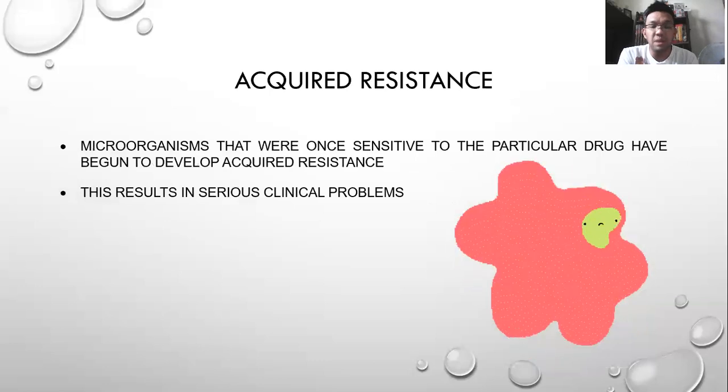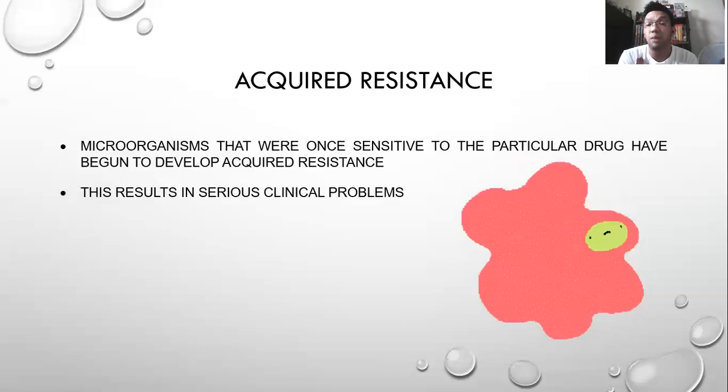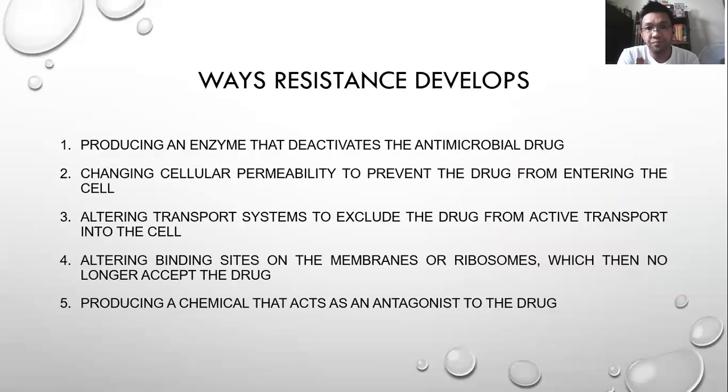So acquired resistance: microorganisms that were once sensitive to that particular drug, as I was explaining earlier, have begun to develop acquired resistance. This results in serious clinical problems, such as the one that I've mentioned, MRSA, or methicillin-resistant Staphylococcus aureus. Where resistance develops, number one, they produce an enzyme that deactivates the antimicrobial drugs, such as penicillinase. There are certain microorganisms that can produce penicillinase, which will deactivate penicillin. So that is very dangerous if you are infected with a bacteria that is resistant to penicillin.